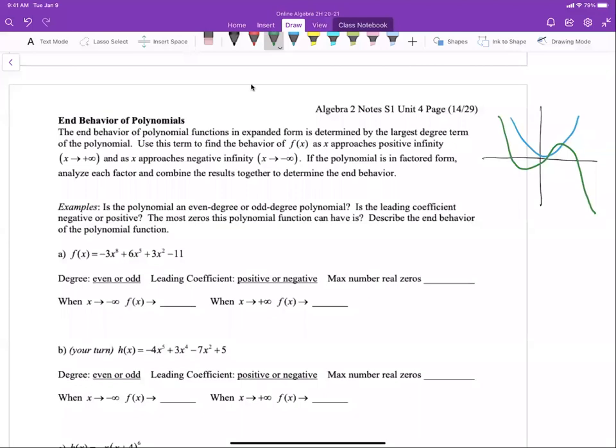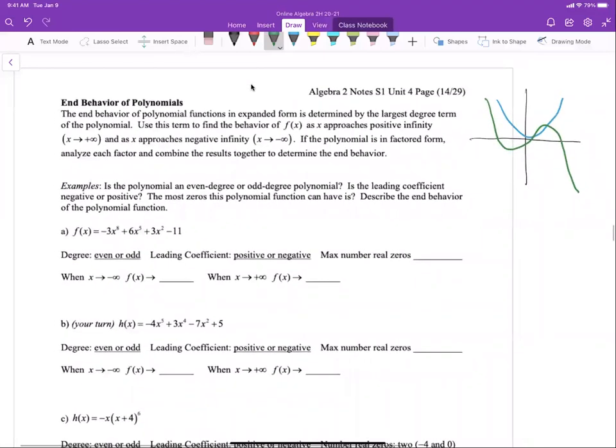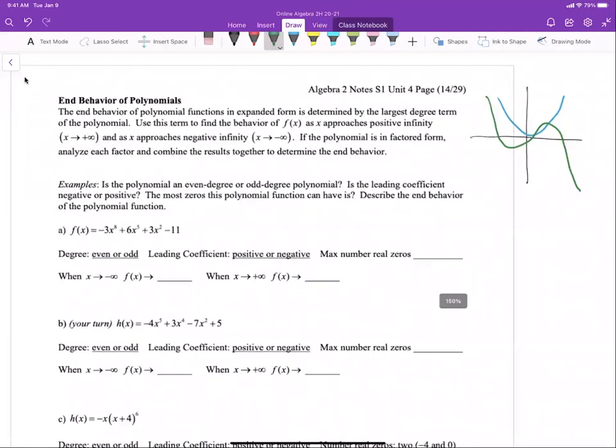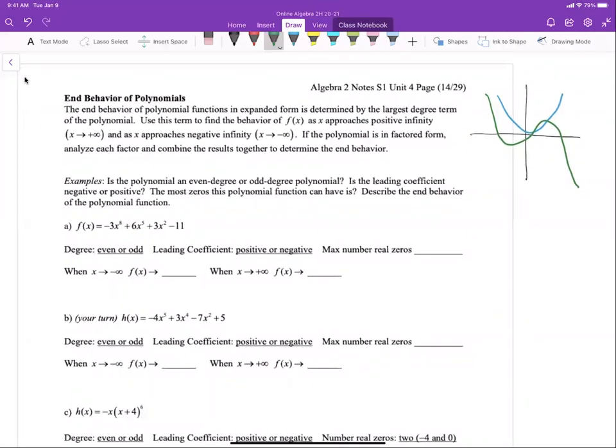Okay, so we're continuing on, and this next section, I have a feeling might be a little tricky, but if you focus on what's happening and not memorization, you will do better than if you try to memorize this, okay? In end behavior of polynomials, what does that mean? The end behavior of a polynomial function in expanded form is determined by the largest degree. We're going to focus on the largest degree term. So which one has the largest exponent? And we're going to look at some things.